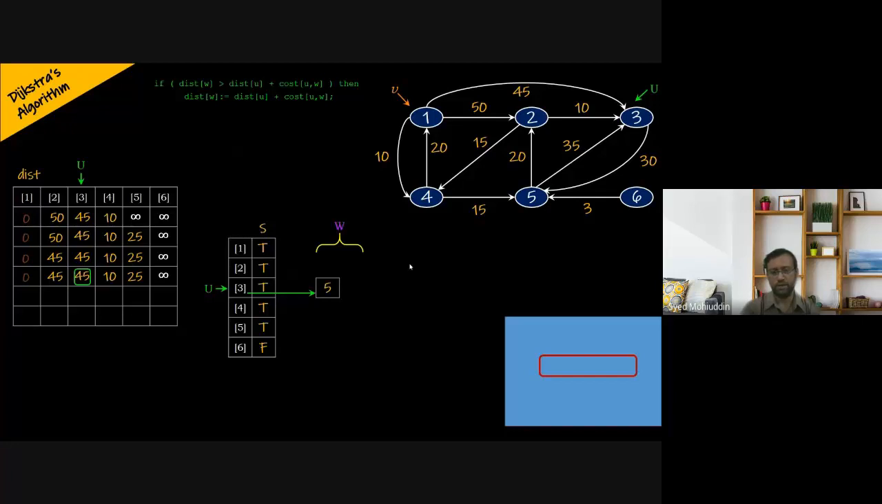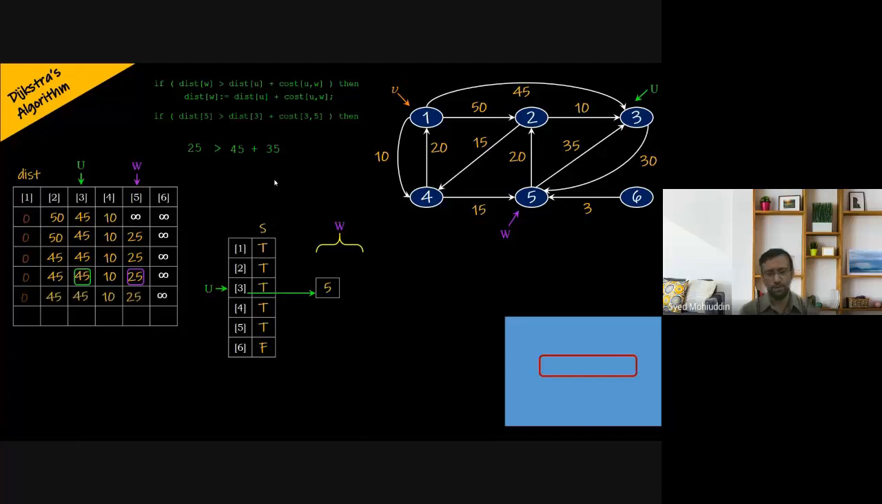Here we perform the relaxation technique. What we say is: distance of 5 is 25, greater than distance of 3, which is 45, plus cost of 3 to 5, which is 30? Actually, it's not 35, it should be 30. There's a mistake here. So it is false, and it doesn't get updated.